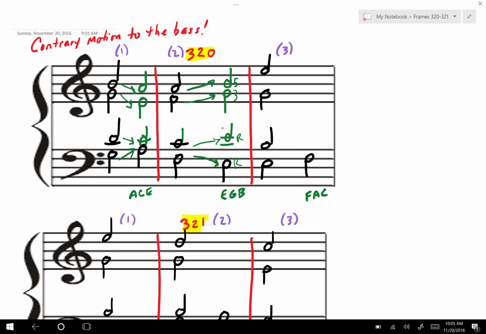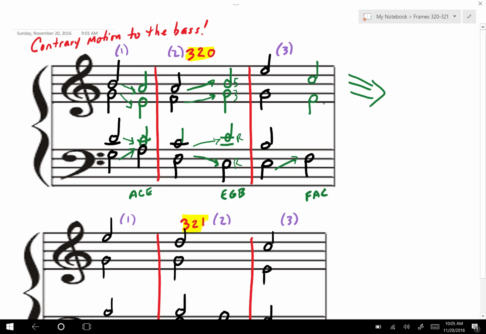Now, in number 3, we have to build an F-A-C triad. Note the bass is moving up, so the upper three voices need to be moving down. The sopranos are on an E, so the nearest chord tone down would be a C. The altos are on a G, the nearest chord tone down would be an F.